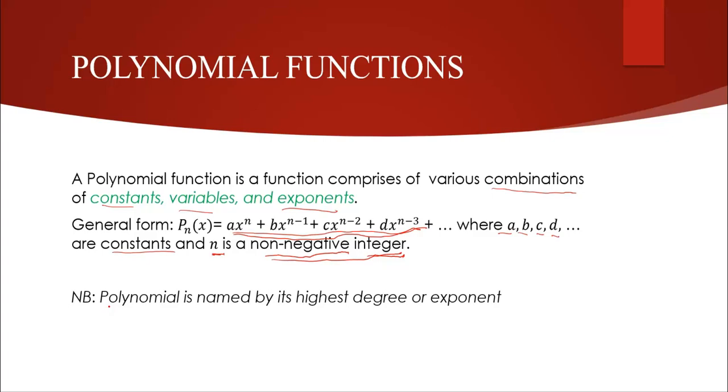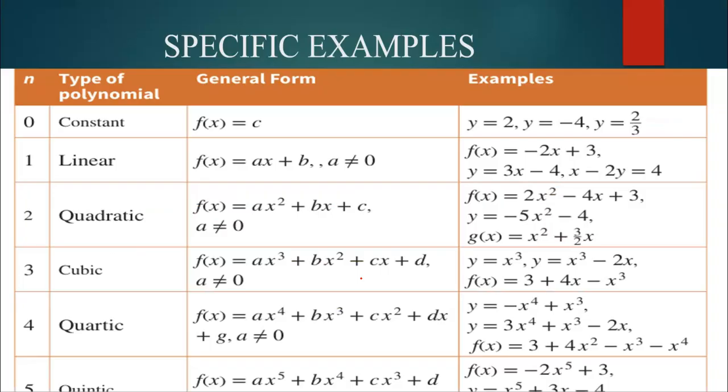Now let's take note of this. A polynomial is named by its highest degree or exponent. So the name of any polynomial is determined by its highest degree. So let's look at some types and their general form and examples.